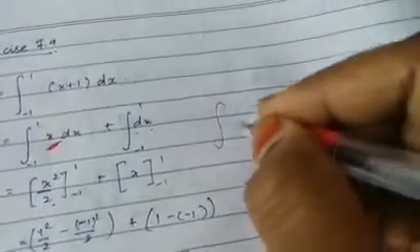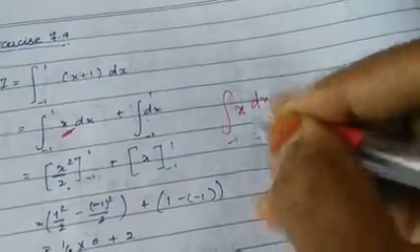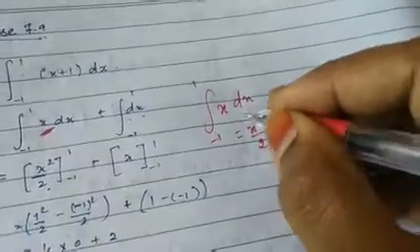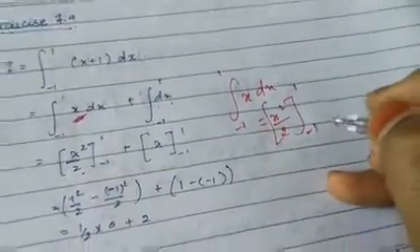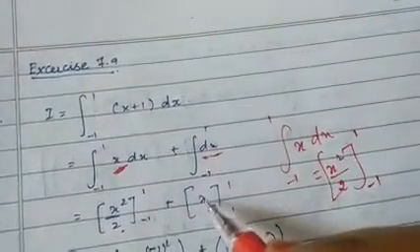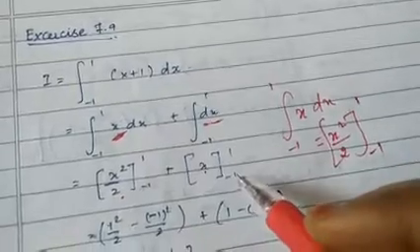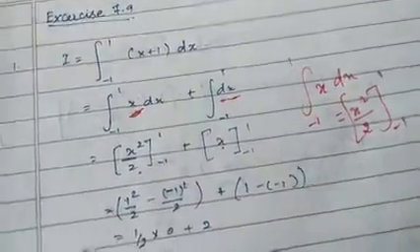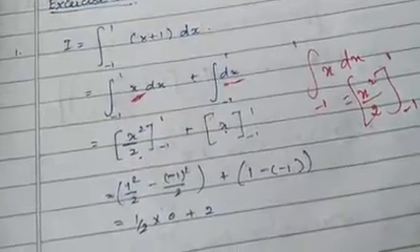See here, when you are integrating x dx, what will you get? x squared by 2. The upper limit is 1 and the lower limit is minus 1; you should write the lower limit at the bottom and the upper limit at the top. And here, when you integrate dx, you will get x. So write the upper limit and the lower limit. According to the second fundamental theorem of calculus, what I told you to write? Upper limit minus lower limit.